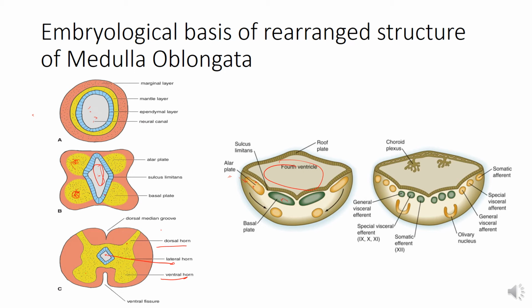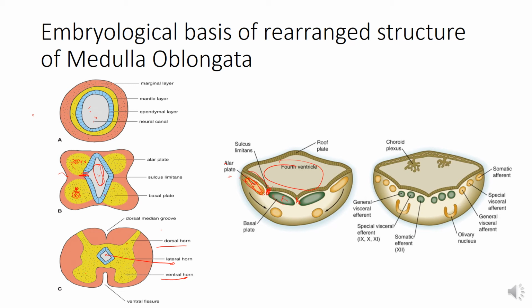Now, to assist in understanding this concept, remember that in the spinal cord, the derivatives of the alar and basal plates are situated posterior and anterior to the sulcus limitans. This is the sulcus limitans, and the alar plate and basal plate are located posterior and anterior in position. And in the case of the medulla oblongata, they are situated lateral and medial to the sulcus limitans. So this is the sulcus limitans, and here you can see that the alar plate is located laterally and the basal plate is located medially.